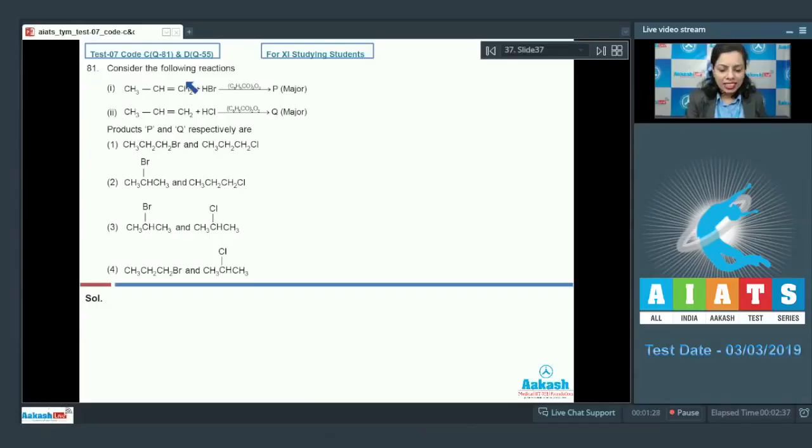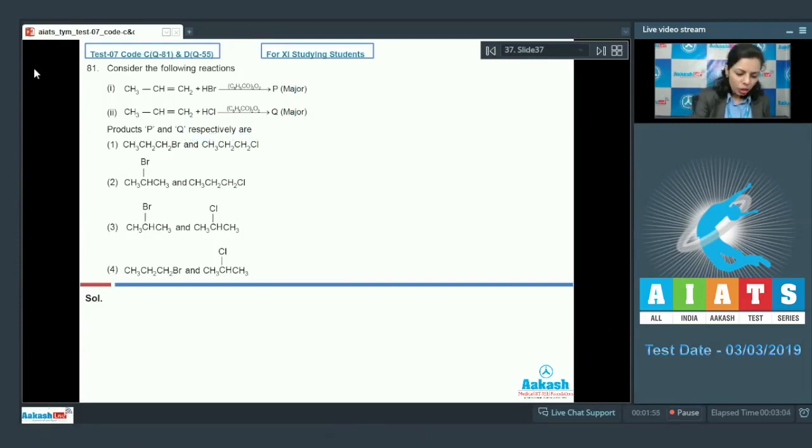Question number 81. Consider the following reactions. We have this alkene that's given here and HBr we are adding to it in the presence of this peroxide. So what would be the major product in this case? We have the second reaction also. In this case, alkene, once again we have HCl is added to it and peroxide is also there. In this case Q is formed as the major product and we need to just identify P and Q respectively.